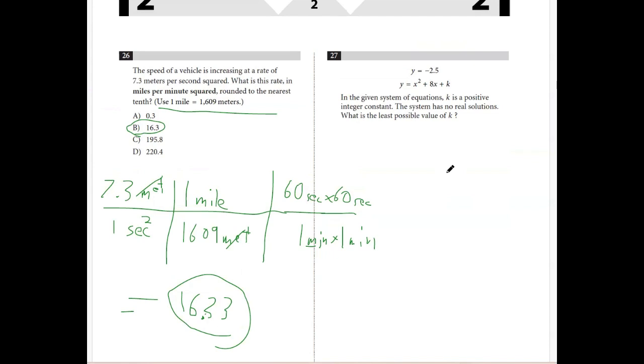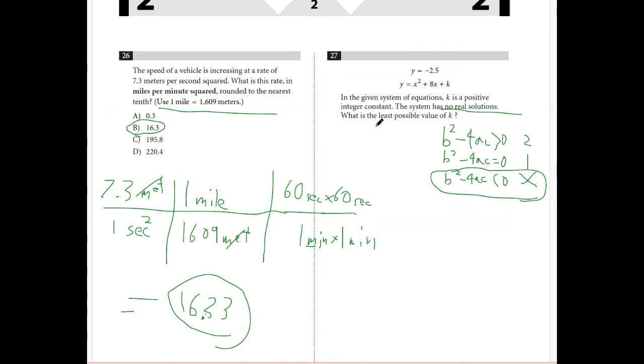Okay, last question. In the given system of equations, k is a positive integer constant. The system has no real solutions. What is the least possible value of k? When I say no real solutions, always remember to write this stuff, and you should know this relationship. So we're choosing for this guy here.